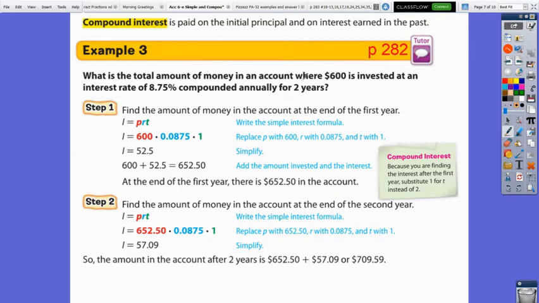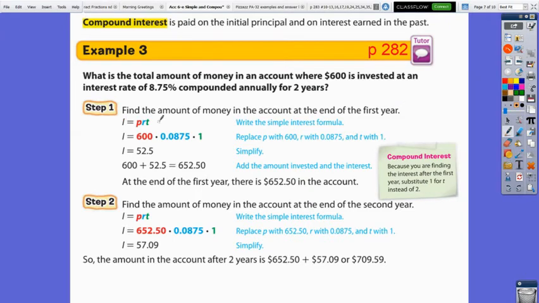All right, so what is the total amount of money in an account where you start with $600? The interest rate is 8.75%. It's compounded annually, which means at the end of each year, you take the new amount of money, and then that's your new principal for the next year. That's how it works, for 2 years. So basically, you have to do this 1 year at a time.